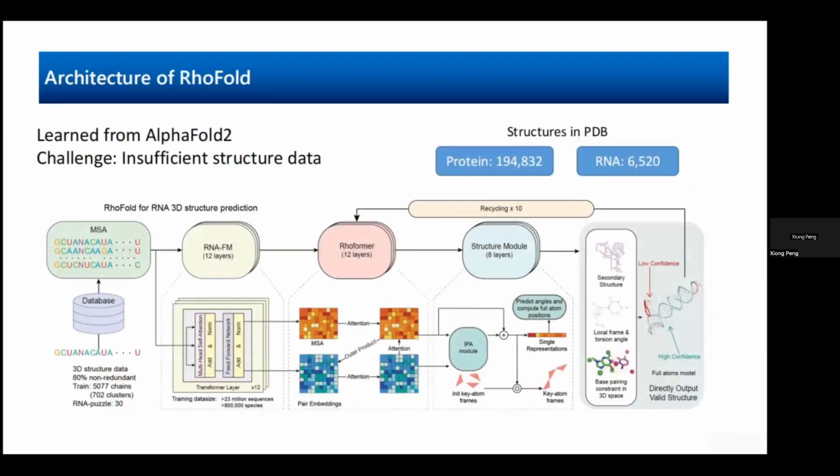First, this is the architecture of our RoFold. The architecture is learned from AlphaFold 2. But for the RNA case, we have a big challenge. It's the insufficient structural data. As we know, the number of RNA structures in the PDB is much smaller than for proteins. So to make full use of the existing data, we introduced a new module called the foundation model.